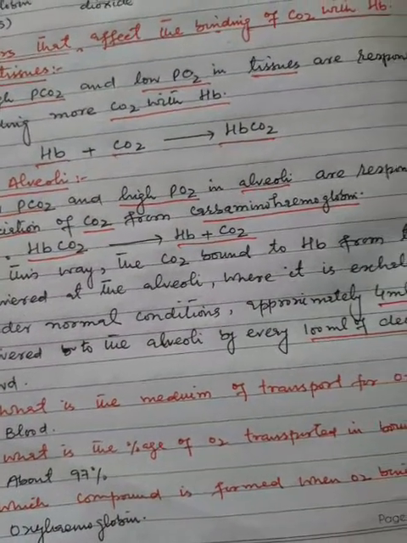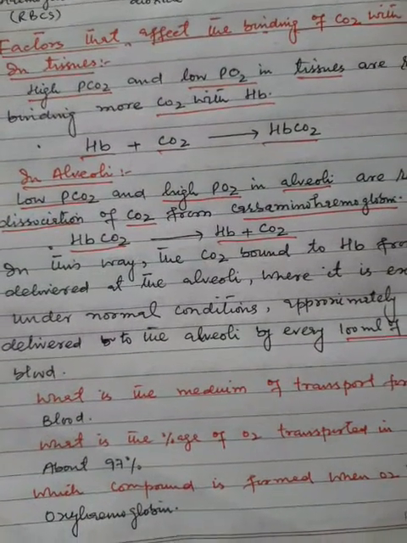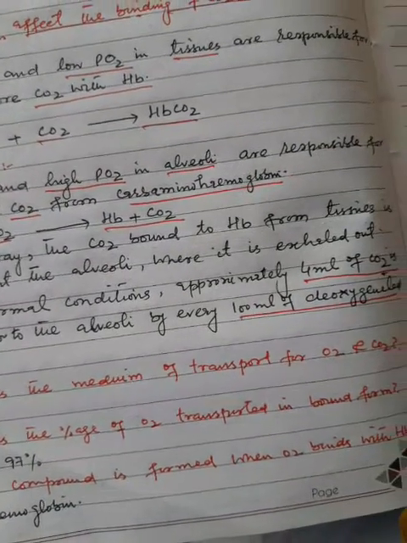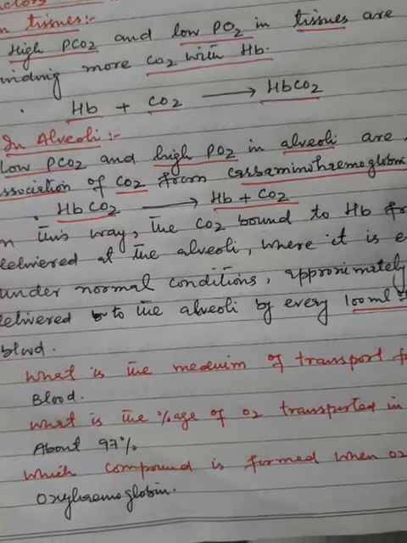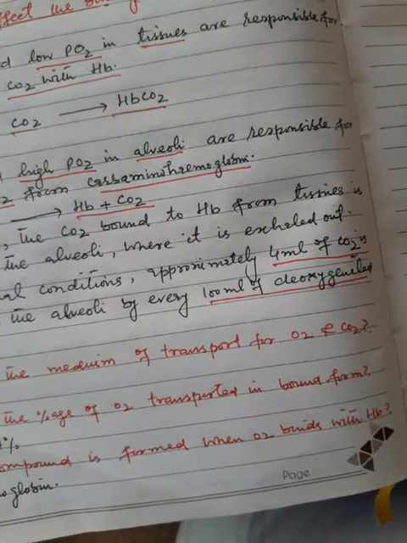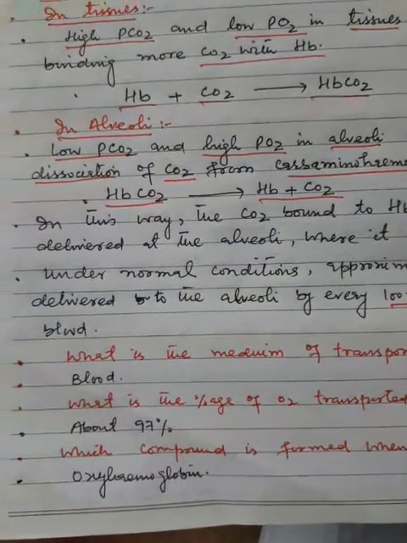What is the medium of transport for oxygen and carbon dioxide? Answer, that is blood. What is the percentage of oxygen transported in bound form? Answer is about 97%. Which compound is formed when oxygen binds with Hb? Answer is oxyhemoglobin. Thanks.